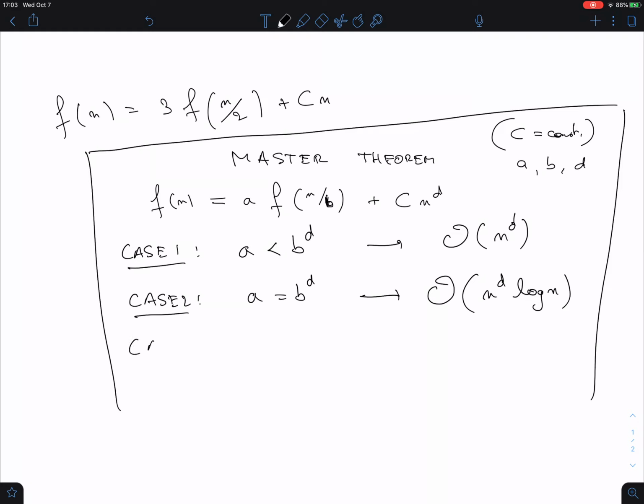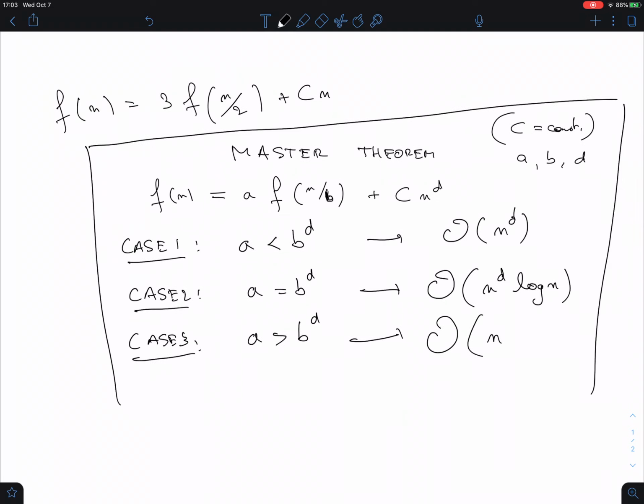And case 3, well, you can figure out what case 3 is: if a is bigger than b to the power d, right? That's the only other option left. And so that is then O of, and this is perhaps the weirdest of all, n to the log with base b of a.